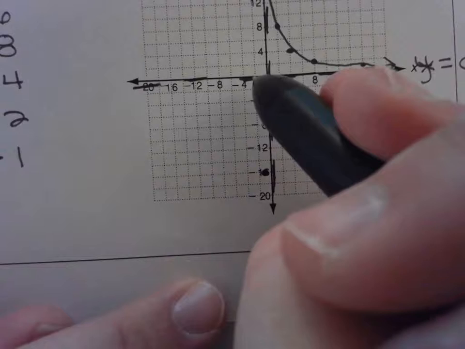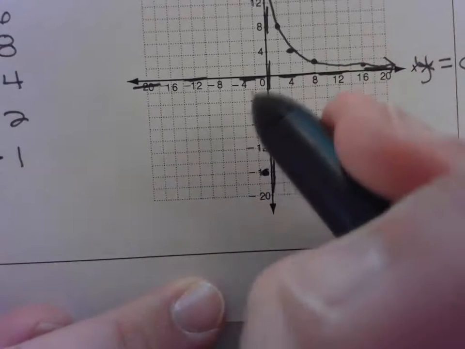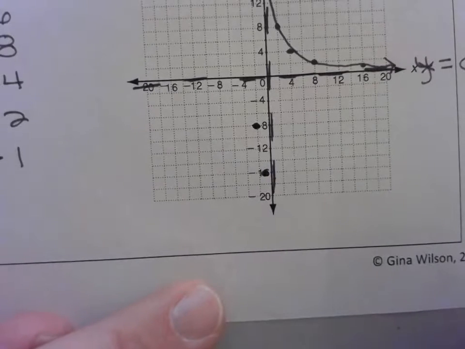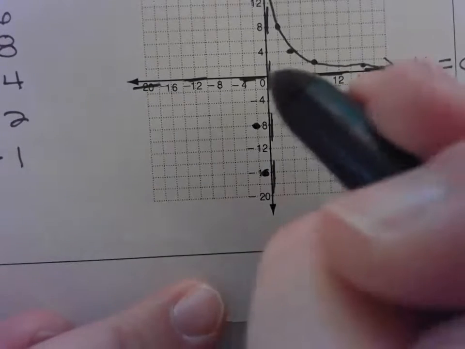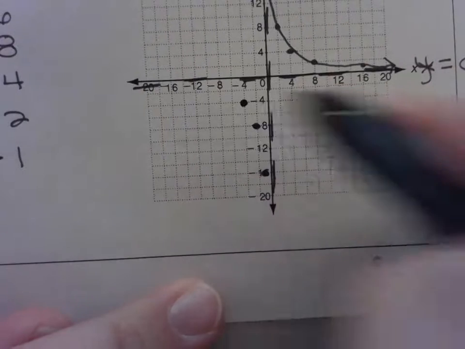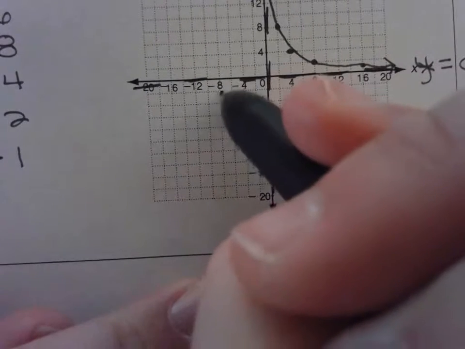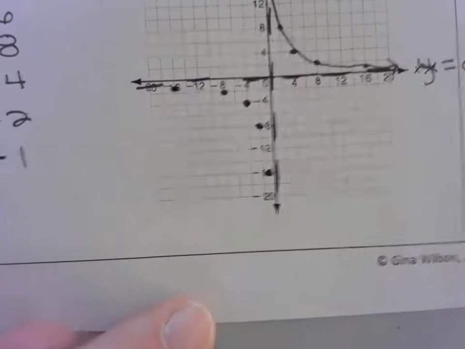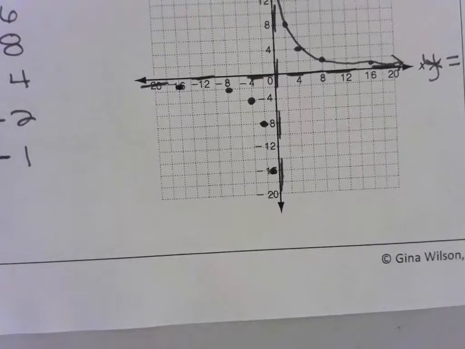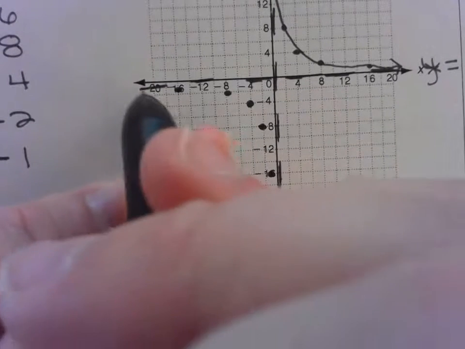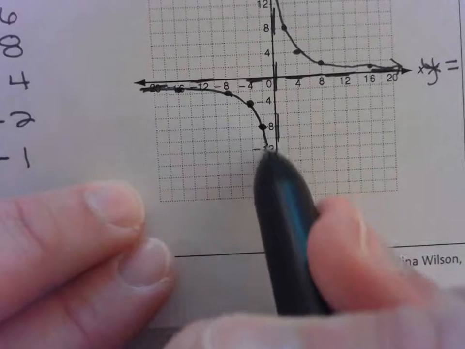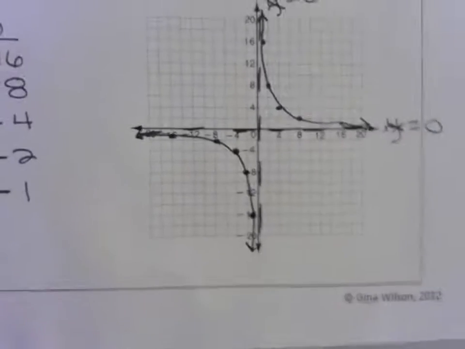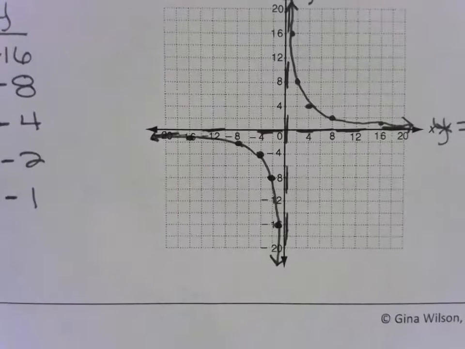Negative 2, negative 8. Right there. Okay? So make sure you check your intervals because they're going to be a little off. Negative 4, negative 4. Negative 8, negative 2. And negative 16, negative 1, which is halfway. So something like that. So again, a characteristic of inverse is you're going to have curves like this. So you can draw and connect your points, and your curves are getting closer to your asymptote. So that's what inverse looks like.